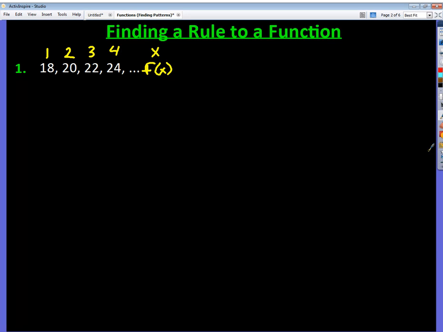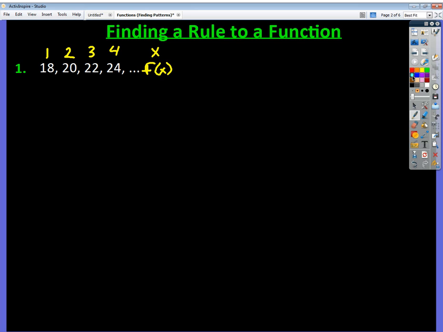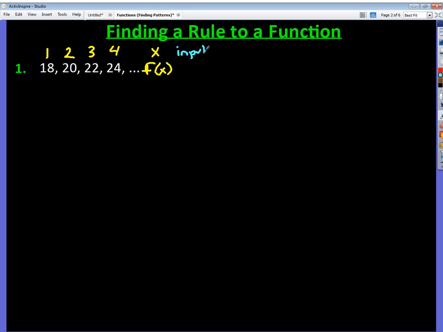Now what I'm going to do is find how my input, which is my x value, and my output are each changing in this case. So first thing I need to look for is, from 18 to 20, how does that change? Well, obviously that adds 2. How am I changing from 20 to 22? Again, I'm adding 2. And from 22 to 24, again, adding 2. This is all about finding my rate of this pattern.